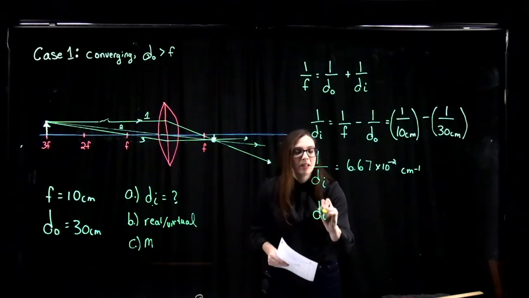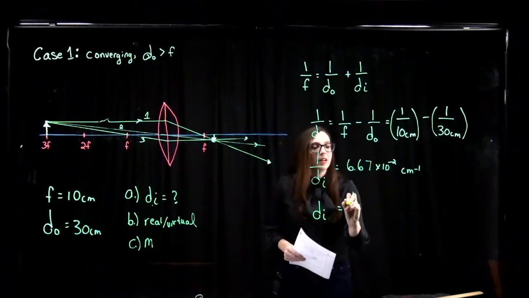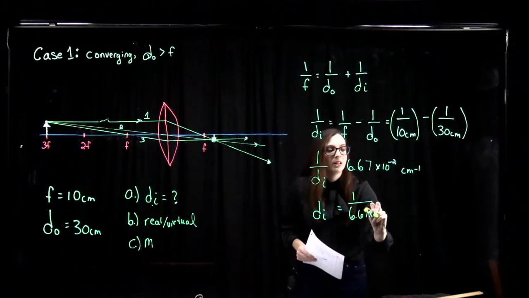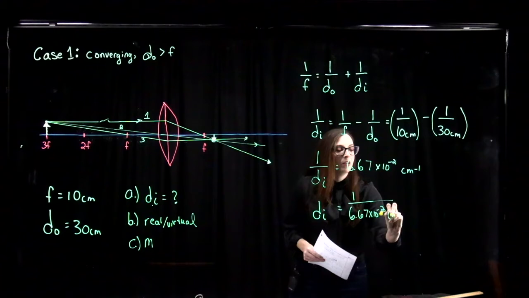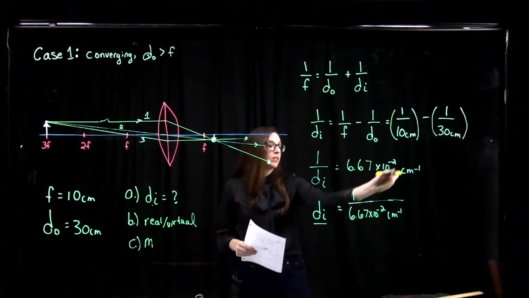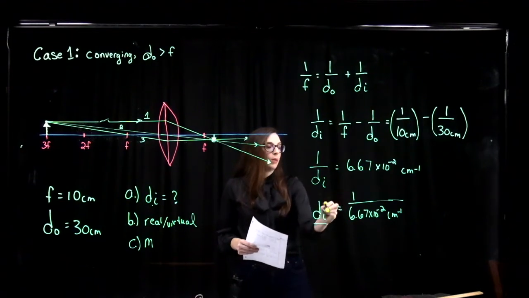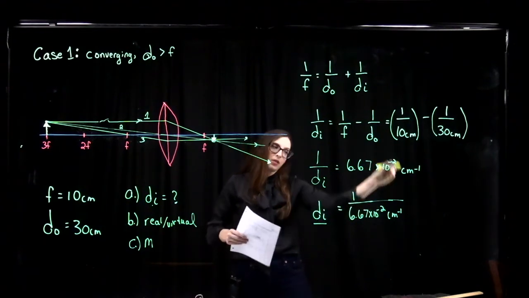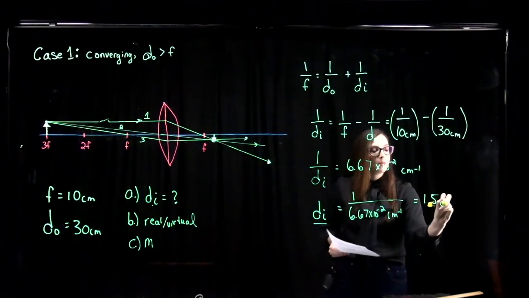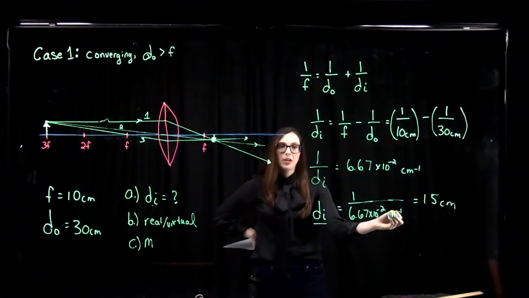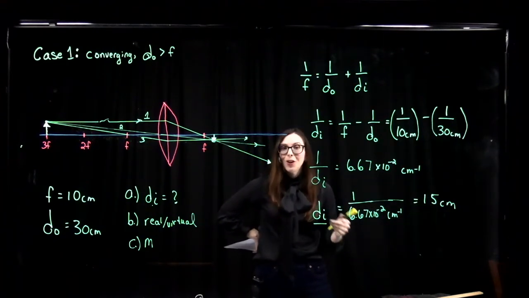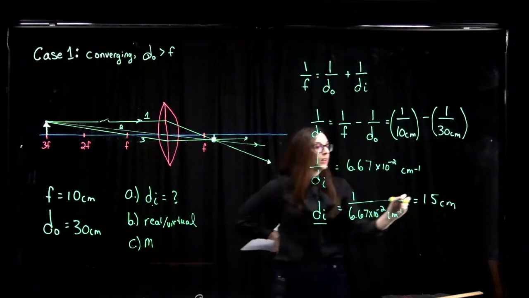So DI is equal to 1 divided by the reciprocal of this, 6.67 times 10 to the minus 2 inverse centimeters. So now the distance to my image is going to be the inverse of this number. I'll do 1 over 6.67 times 10 to the minus 2, and that gives me 15 centimeters. So 1 over an inverse centimeter is going to give me back the centimeter. So the distance my image is away from the lens is 15 centimeters.